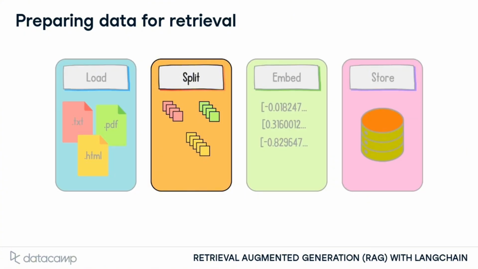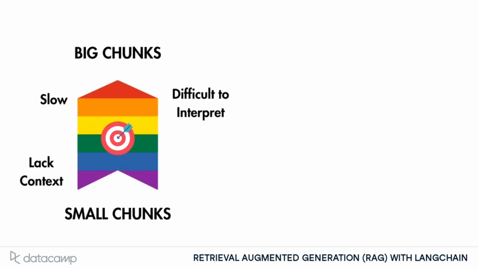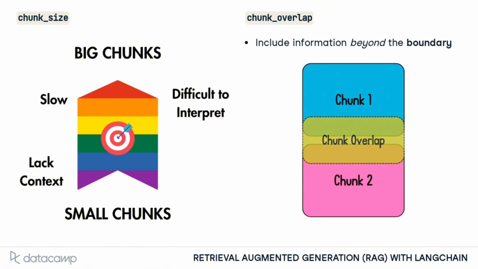Starting with splitting, sometimes called chunking. Ideally, documents are split into chunks that contain sufficient context to be useful to the LLM. However, larger doesn't always mean better. If the chunks are huge, retrieval will be slow, and the LLM may struggle to extract the most relevant context from the chunk to respond to the query. The chunk size parameter is used to control this balance. Another parameter, chunk overlap, is used to capture important information that may be lost around the boundaries between chunks.